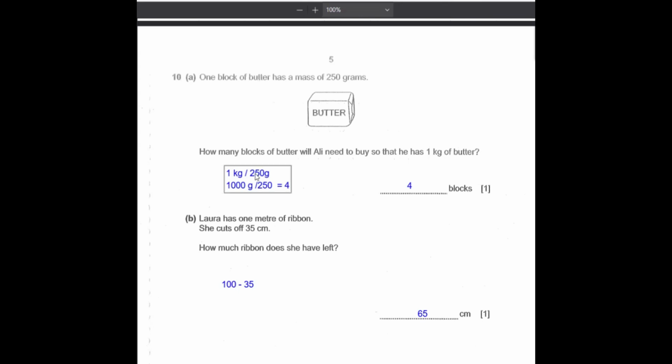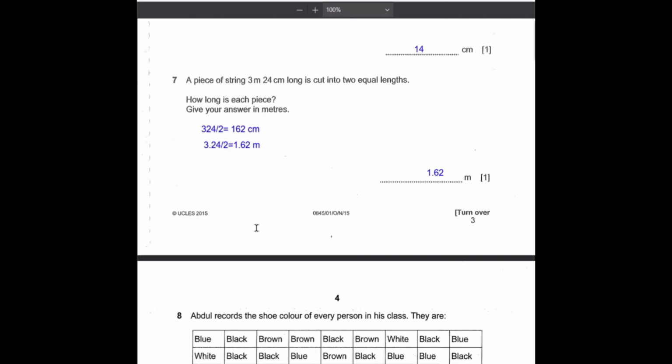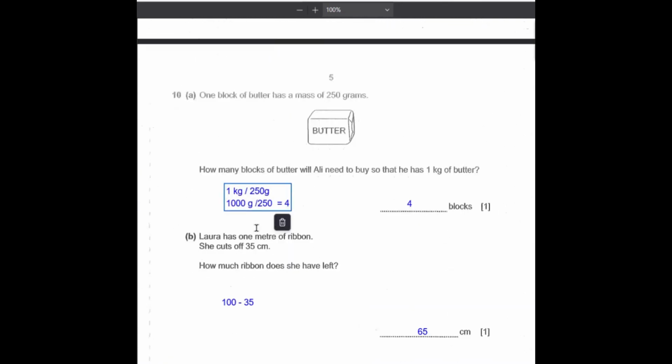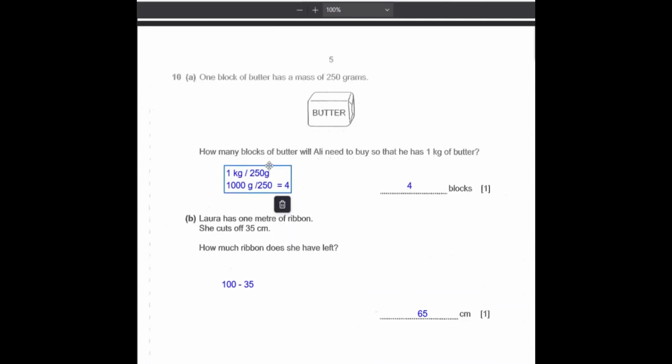Okay, before we go far, we need to understand that 1 kilogram of butter is equal to 1,000 grams. So what we need to do is divide this 1,000 by the 250 grams, to see how many we need. We need 4. Because we know that one block is 250, and 250 and 250 is 500, 500 and 250 is 750, and plus another 250 is going to be 1,000. So we need 4 blocks.